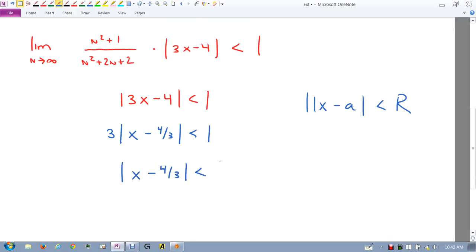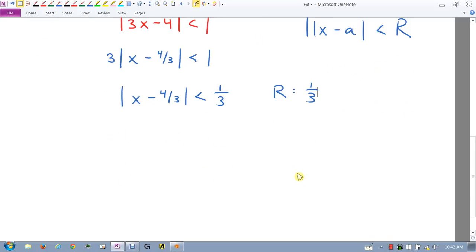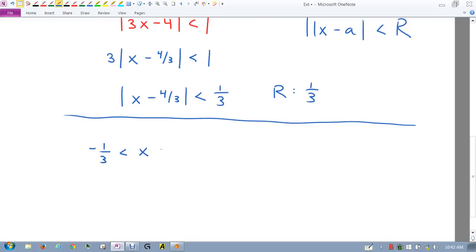Because you may say, oh, my radius of convergence is 1. It's not 1, it's 1/3. Understand? It's capital R, it's 1/3. Now for the interval of convergence, what I'm going to be doing is looking at negative 1/3 less than x minus 4/3 less than 1/3.